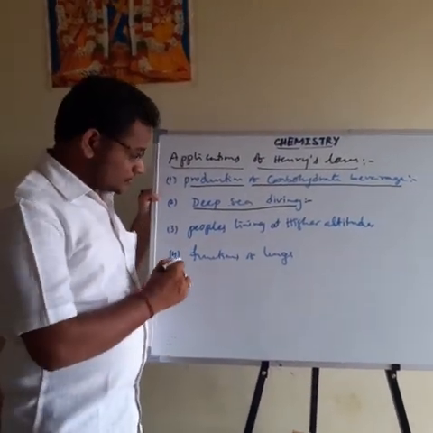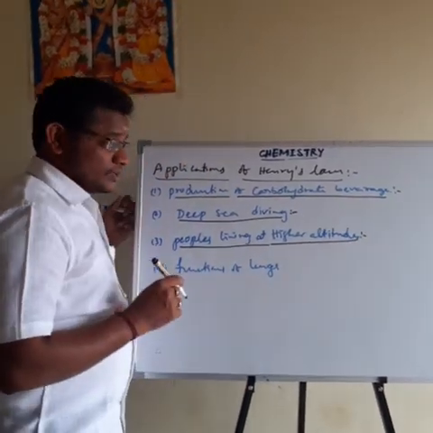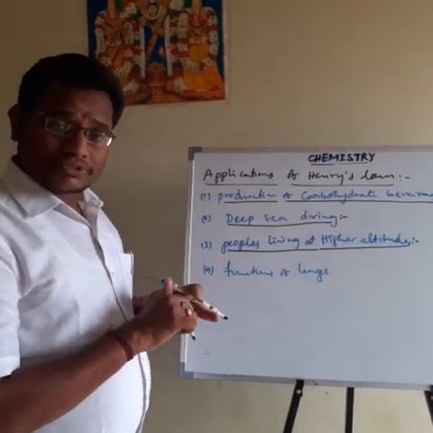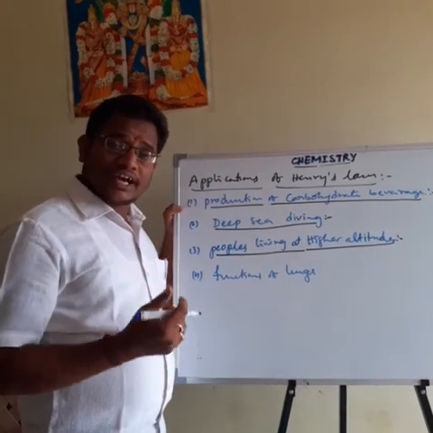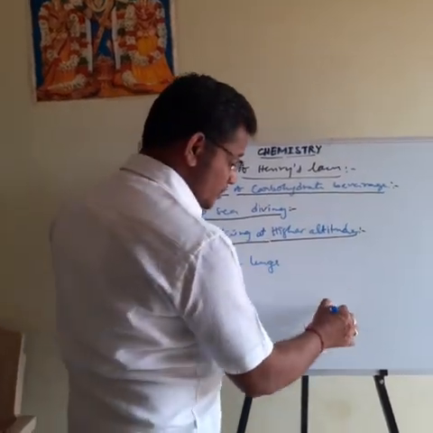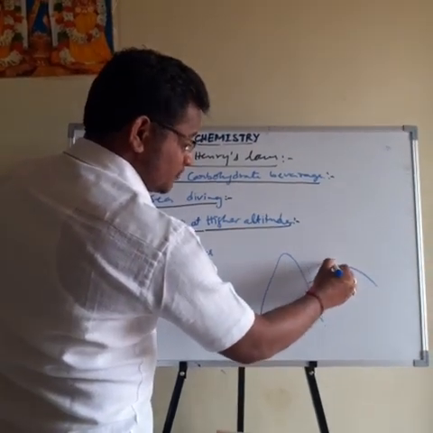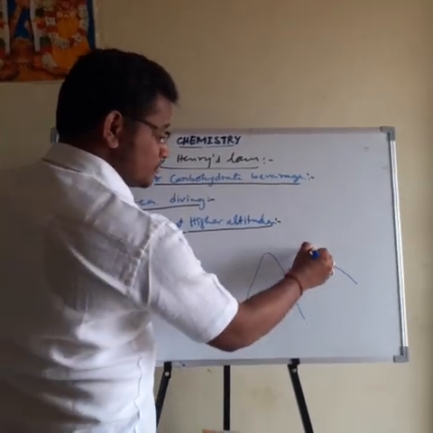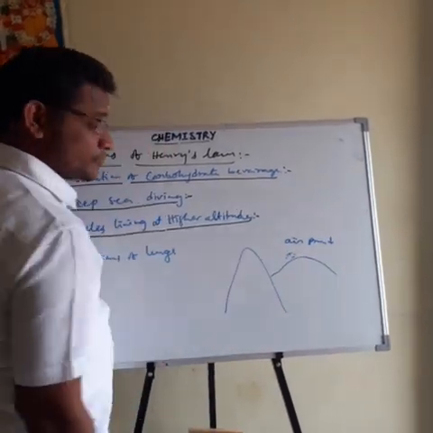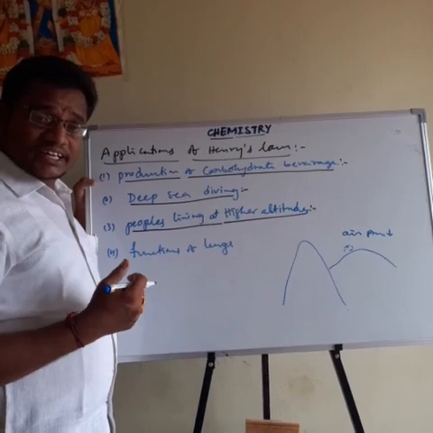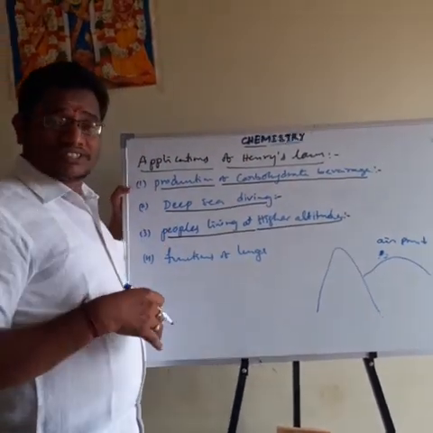Then the next one, the third application. The people living at higher altitude, meaning the mountain climbers and the people living at higher altitudes. For example, these are the mountains, and in these mountains people are living at a higher altitude. The air pressure is less there. Whenever the pressure of the air decreases, these people breathe a lower concentration of oxygen.